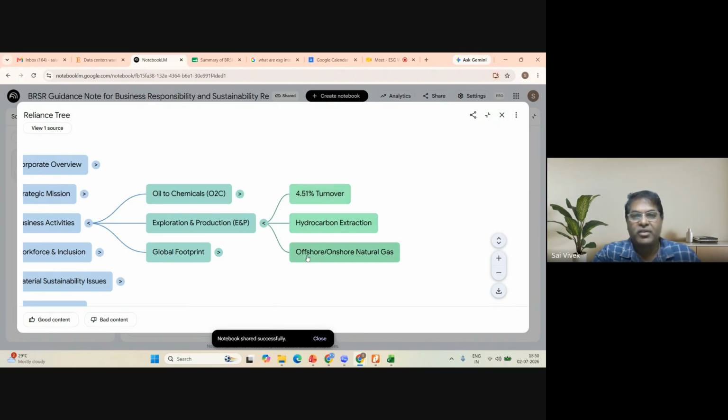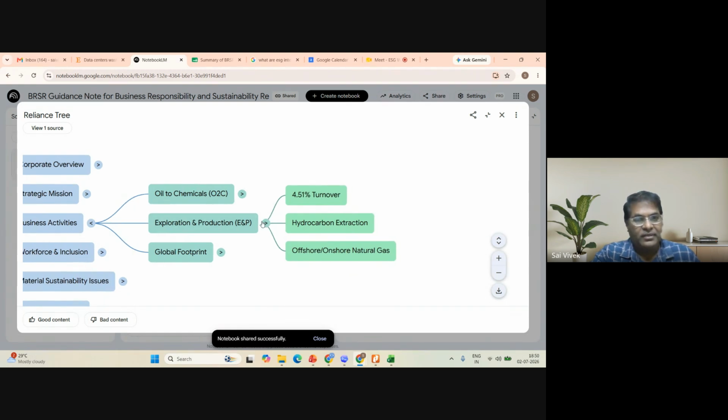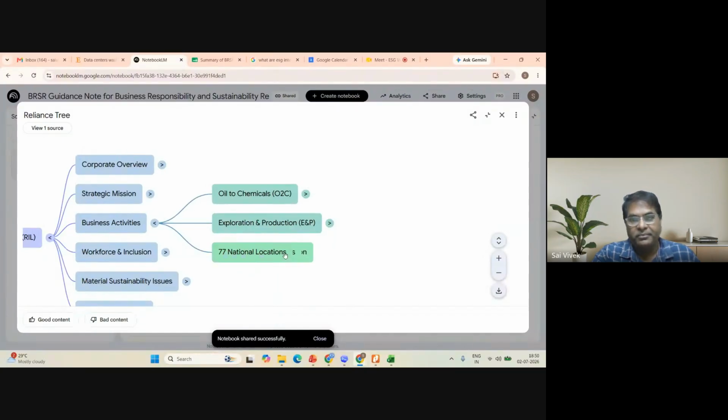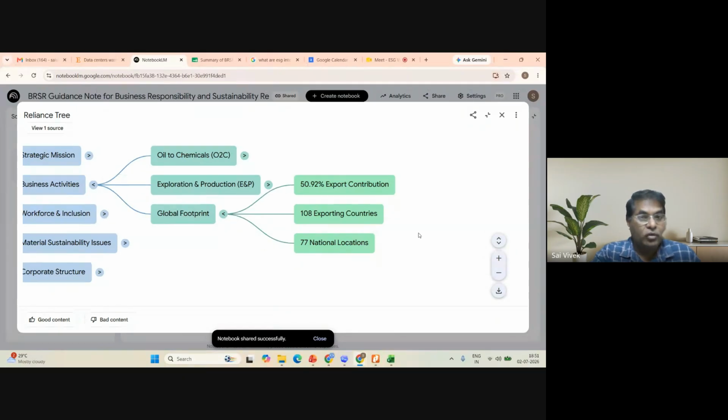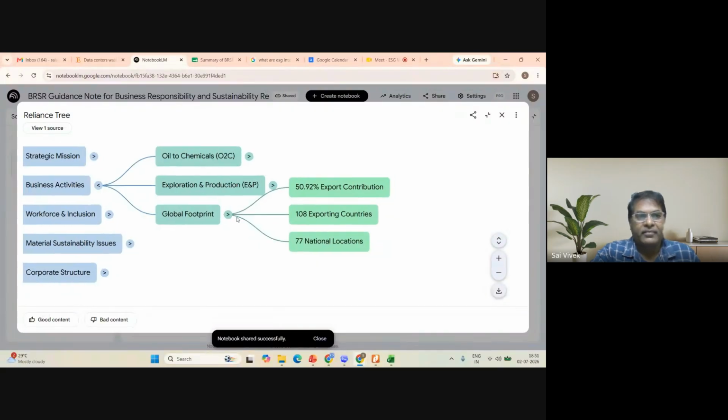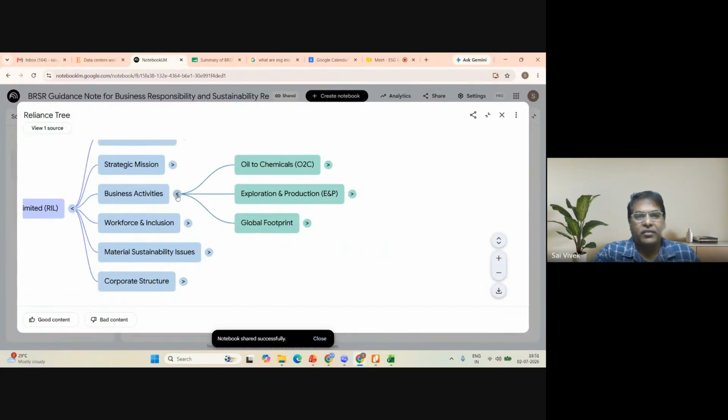Hydrocarbon extraction, offshore or onshore natural gas. These are explorations. And the global footprint of this, how much is globally its contribution? 50% of exports, 108 exporting countries, 50% into 108 countries, and 77 national locations inside our nation, inside our country. So this is the picture. So this is about business activities.